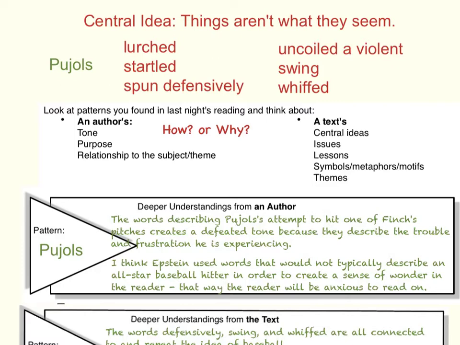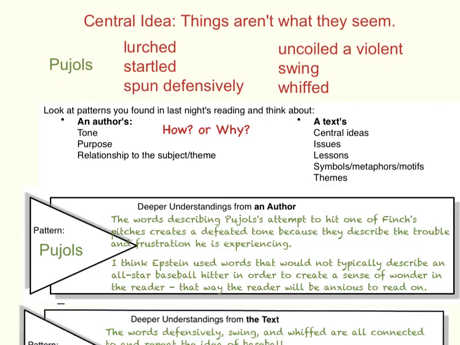If you read it below, you'll see the words describing Pujols' attempt to hit one of Finch's pitches creates a defeated tone because they describe the trouble and frustration he is experiencing. Please note that is a complete idea, not just a restated word or pattern.